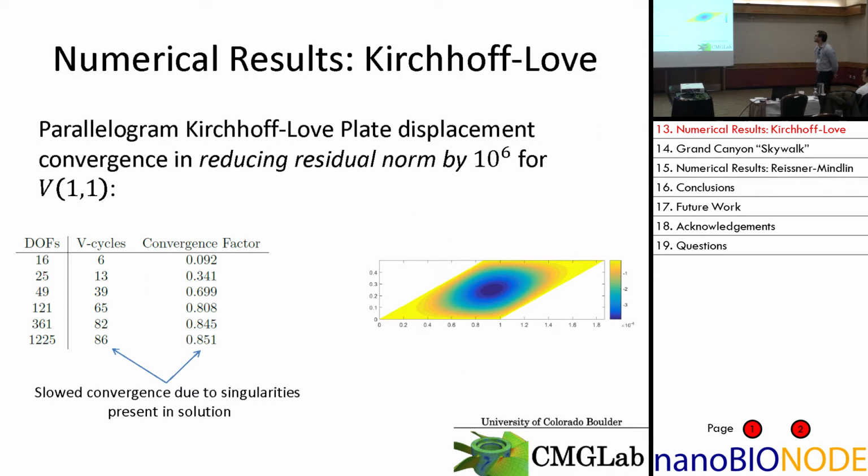So for the Kirchhoff-Love parallelogram plate, we actually have a singular solution. So the convergence is slowed, but it still converges nonetheless to our solutions. This doesn't have an exact solution, so our way of testing the convergence was by how many V cycles it takes to reduce the residual norm by 10 to the 6th.